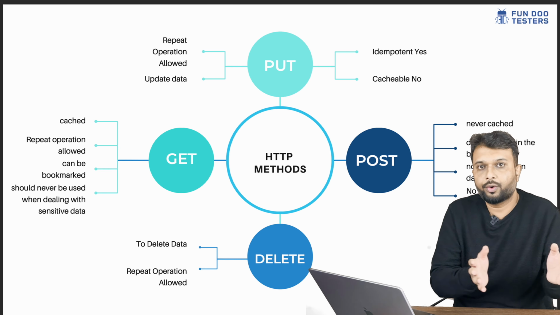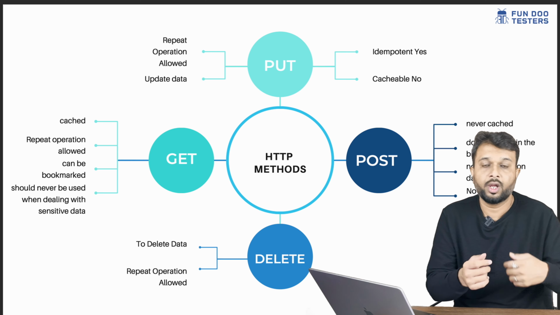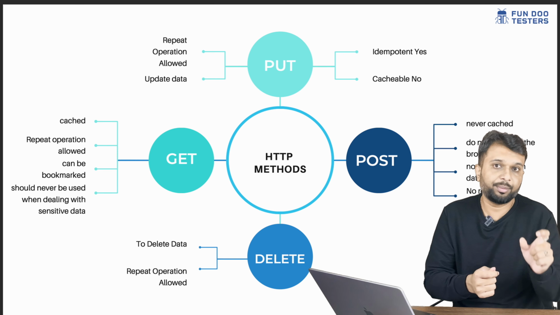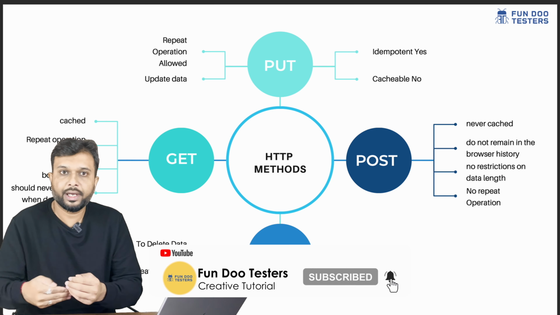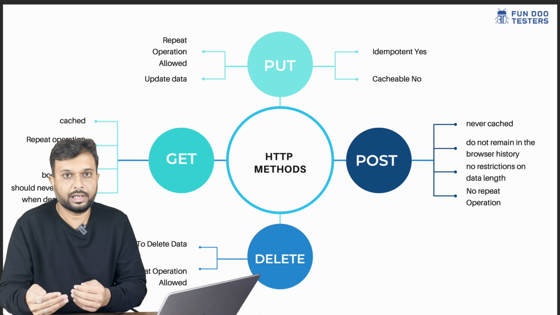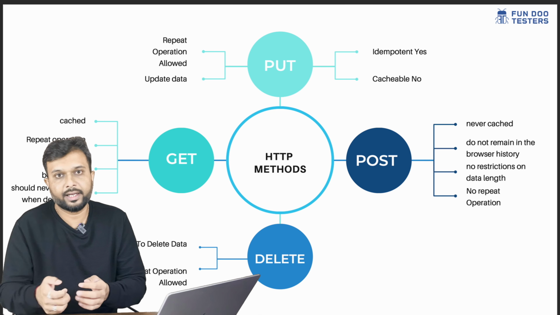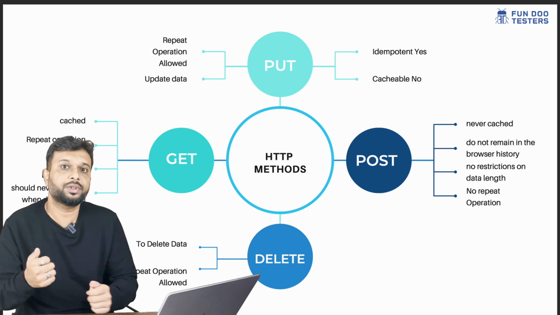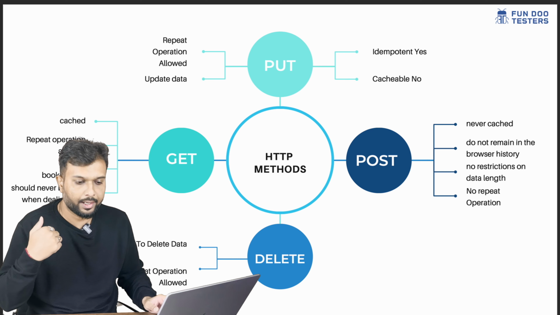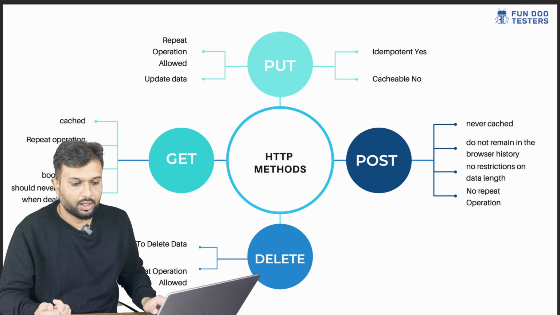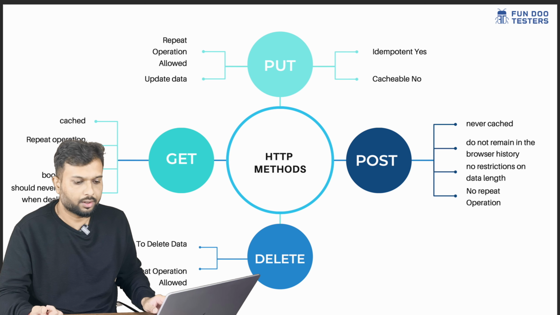Or otherwise, if we are going to perform a different operation, let's say we are uploading photos on Instagram or Facebook, and we keep hitting the post button multiple times, then it will generate duplicate data multiple times if there are no validations. And if there are validations, then we will see "resource already created, cannot be created a second time", which means we can perform a post request only once. And apart from that, there is no restriction on data length, and no repetitive operations.